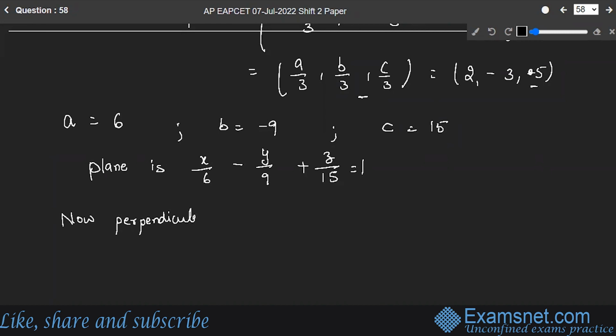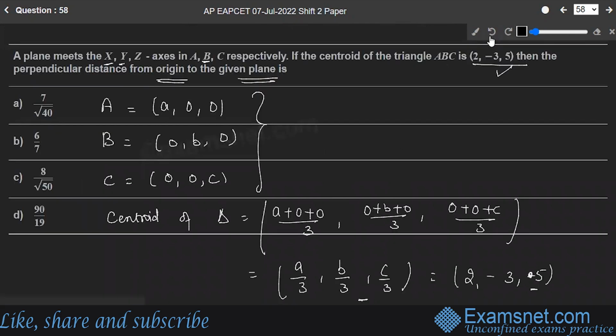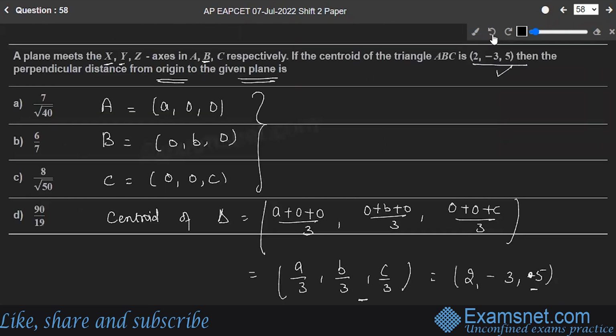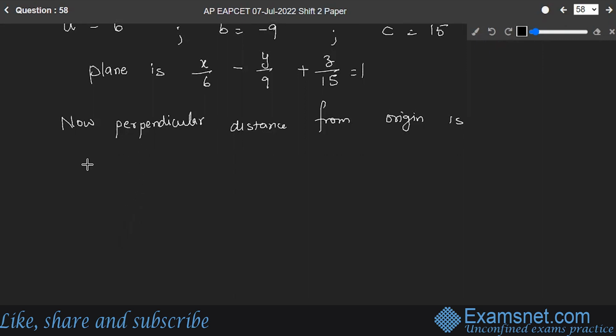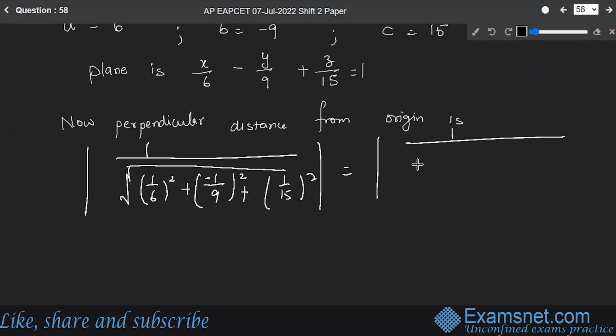Now, the perpendicular distance from the origin is given by modulus of 1 upon root of the sum of squares of the coefficients of x, y, z, which is 1 by 6 square plus minus 1 by 9 square plus 1 by 15 square, which is equal to mod of 1 upon root of 1 upon 36, 1 upon 81, 1 upon 225.